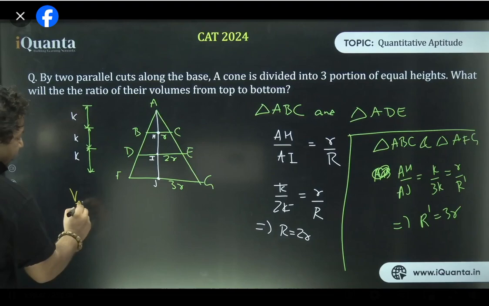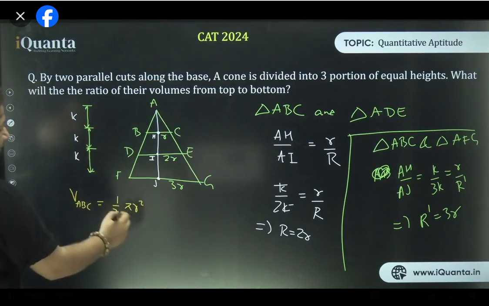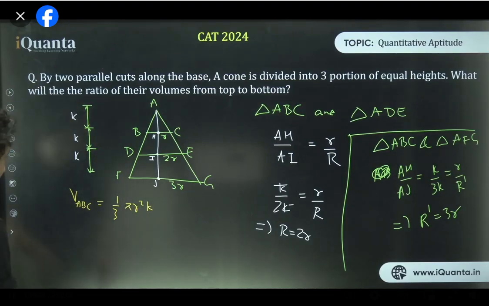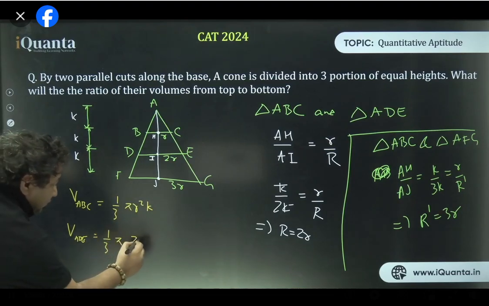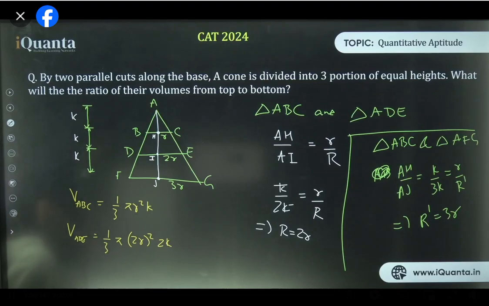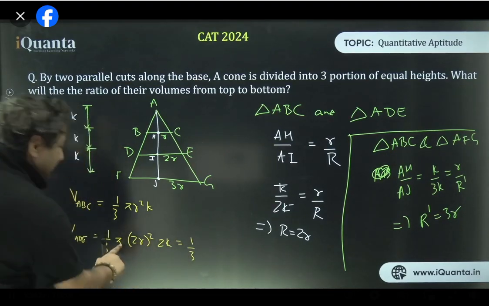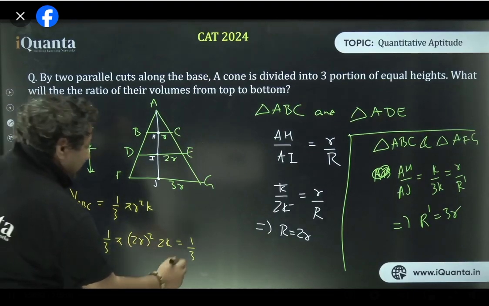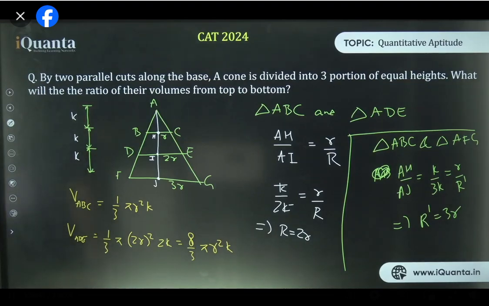Volume. Let's calculate the volume of cone ABC. 1 by 3 pi r square, this is K. Is that right? Volume of ADE will be 1 by 3 pi times square of 2r, right? And the height is 2K. Is that clear? Exactly, Sonak. We can assume that. Is that clear, everyone? This will be equal to 1 by 3 is 4r square, and this is 4 into 2 is 8. So we will have 8 by 3 pi r square k. Clear? Is the calculation right?